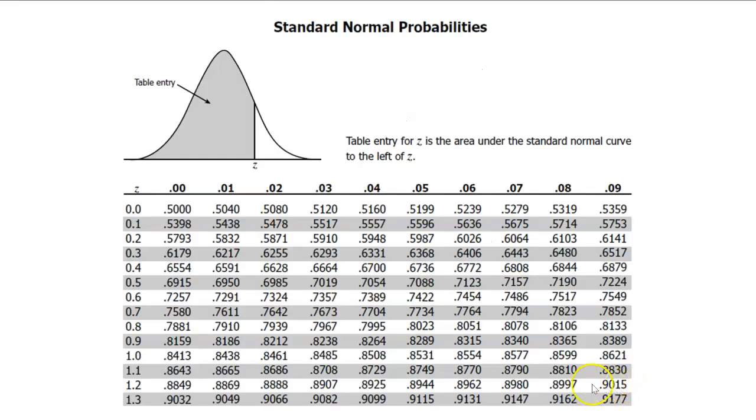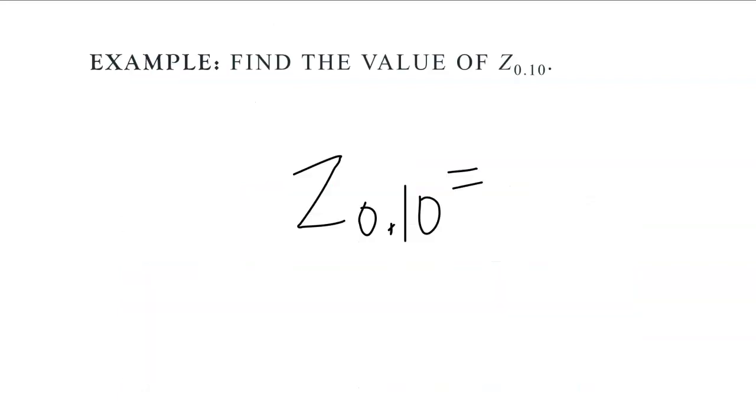In my z-chart, here's 0.9015 and 0.8997. This one is closest to 0.9. So that is 1.2 and that is 1.28. That is the value we would get for z. So our z of 0.10 will be 1.28. This is the z value that will give us basically a 10% probability of being bigger than that z value right there.